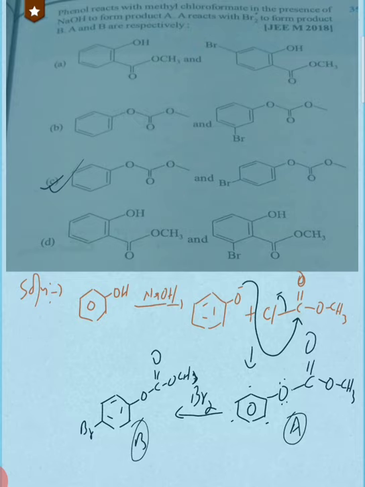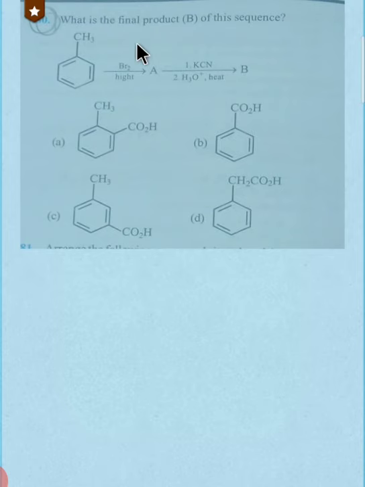Let me go to the next question. The next question is an easy question. What is the final product B of this sequence? Toluene is reacted with Br2 in presence of light. A is formed, and A is reacted with KCN followed by acidic hydrolysis, heat, B is formed. So we need to choose the structure of B from these options.